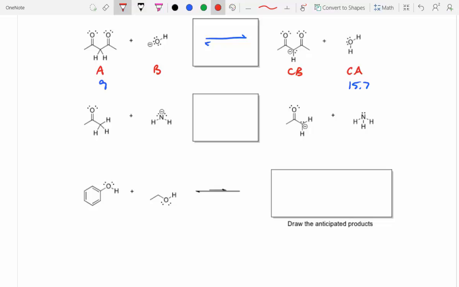Over here we've got our acid. It's still got its proton on. Amide is going to be our base. It's the thing stealing the proton. And then we've got our conjugate base, and we've got our conjugate acid.